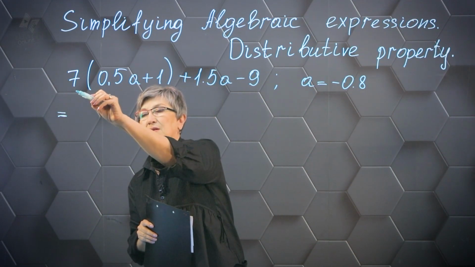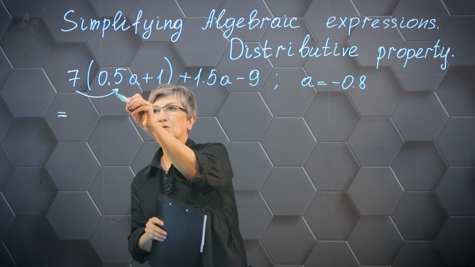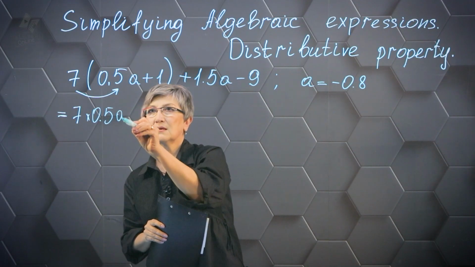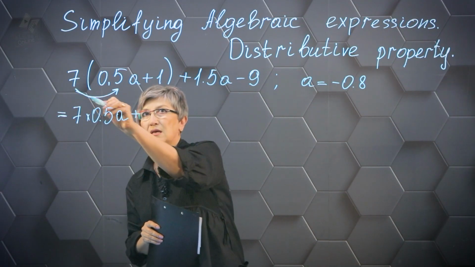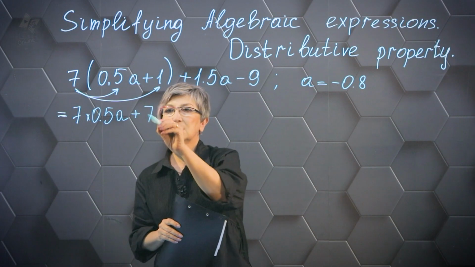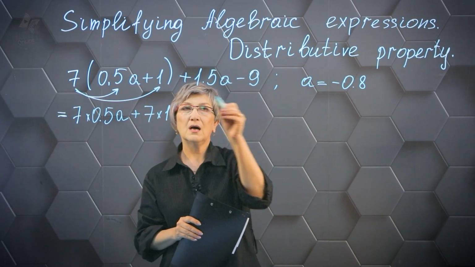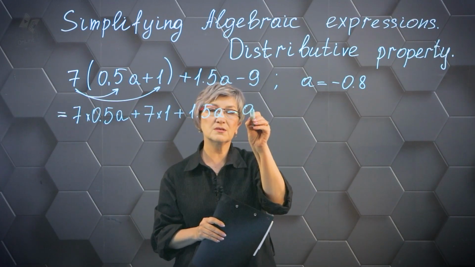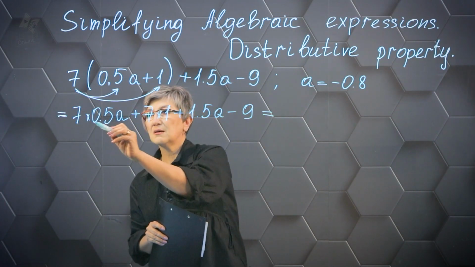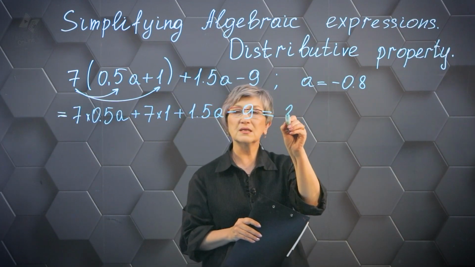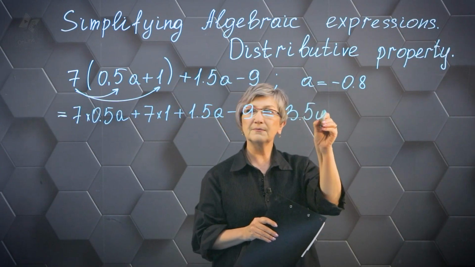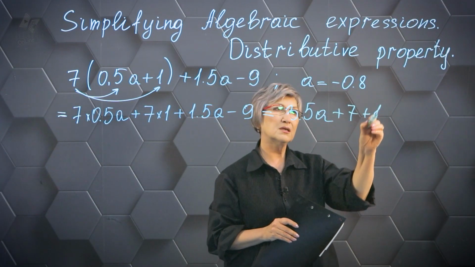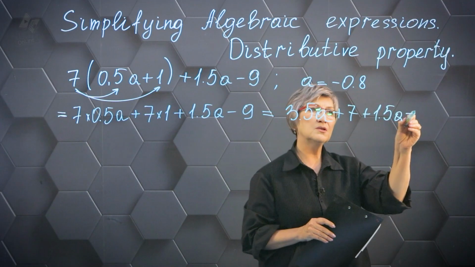Let's remember our rule. To do this, I'm going to multiply 7 by 0.5a, plus 7 times 1, and I'll rewrite the rest of the expression: plus 1.5a minus 9. As a result, 7 times 0.5 is 3.5a, 7 times 1 is 7, plus 1.5a minus 9.